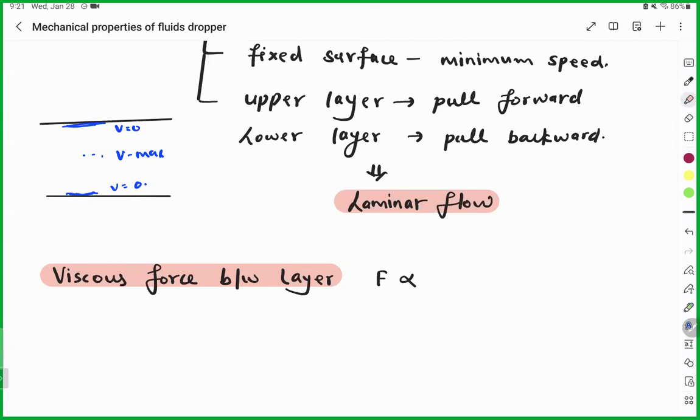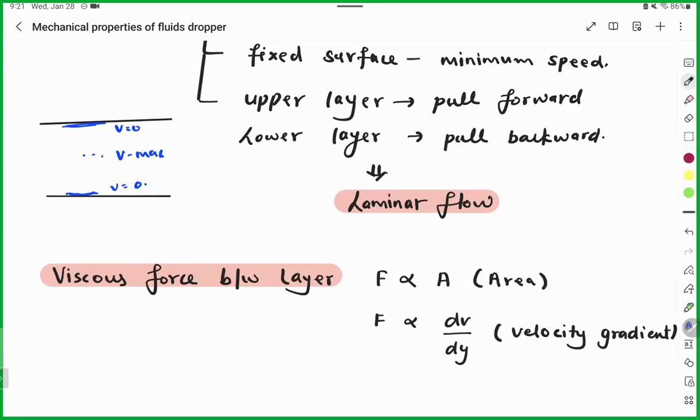Force directly depends upon the area. Force depends upon the speed difference in the given situation. This is known as the velocity gradient. And this is the area. So it also depends on pressure and temperature.